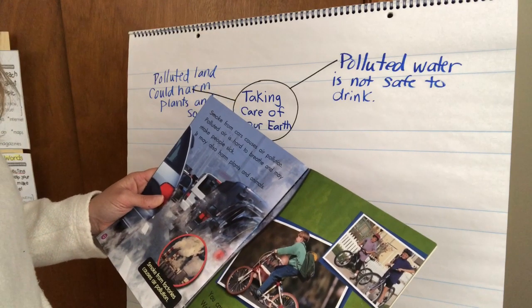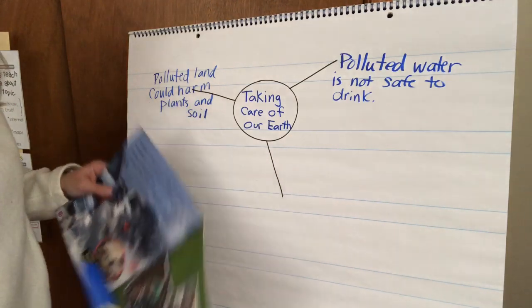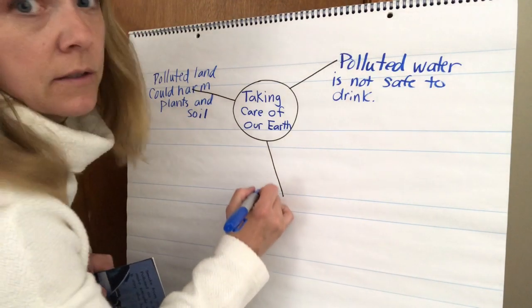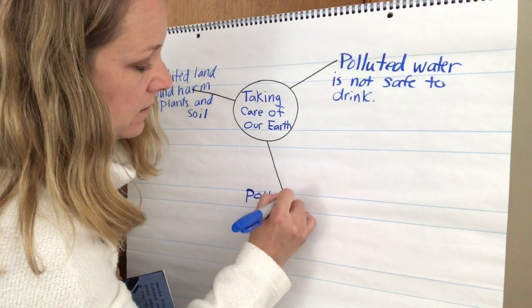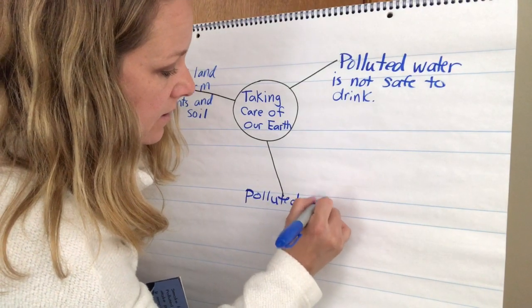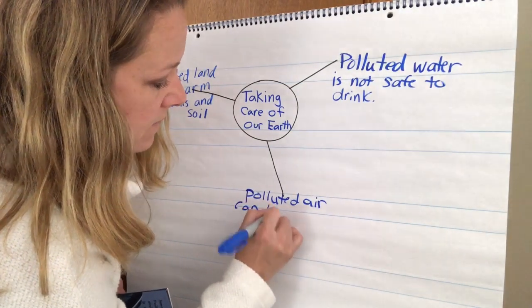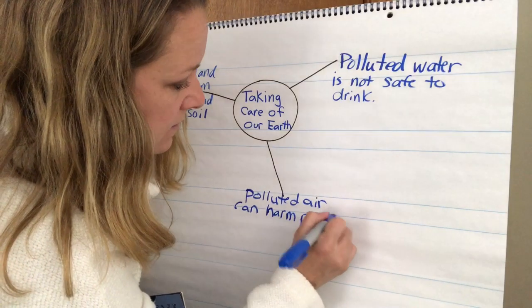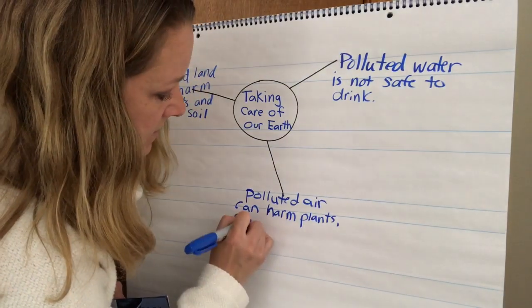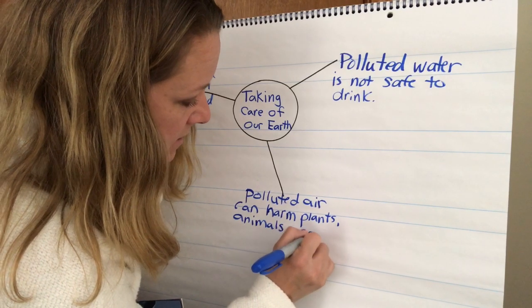Okay? And my last fact that I want to write about is how polluted air can be harmful to plants, animals, and people. So I'm going to write that last fact down here. Polluted air can harm plants, animals, and people.